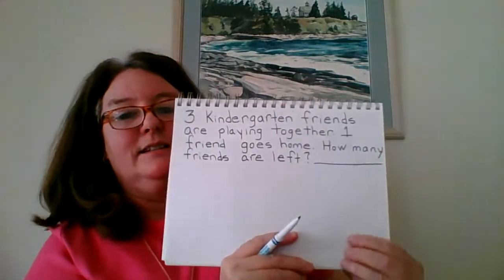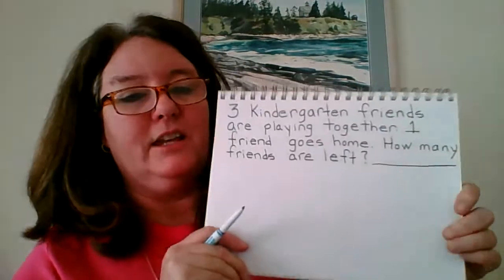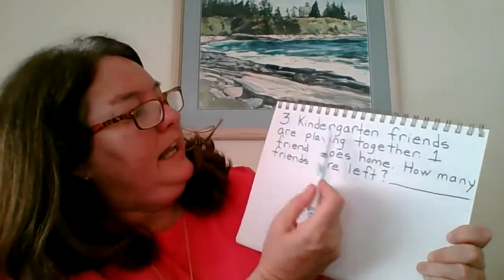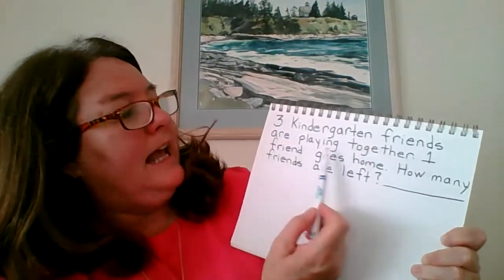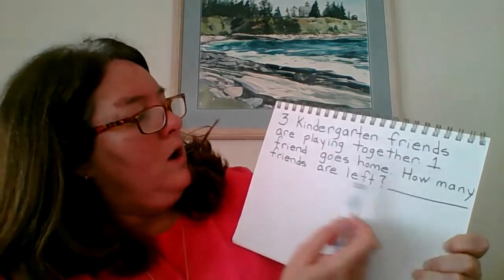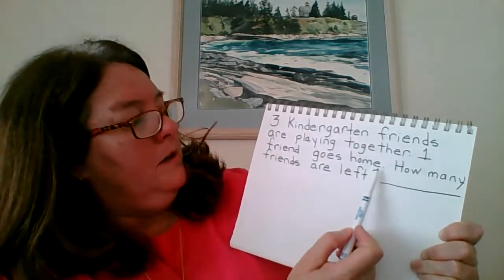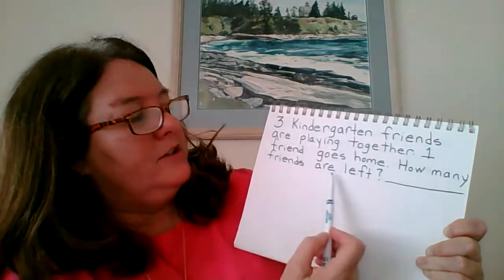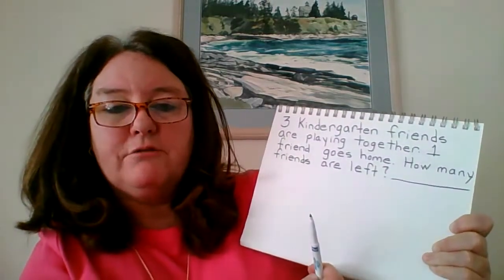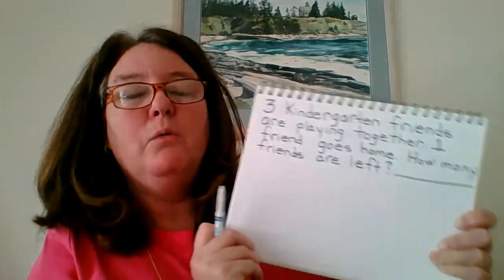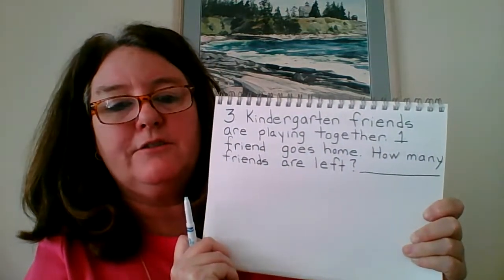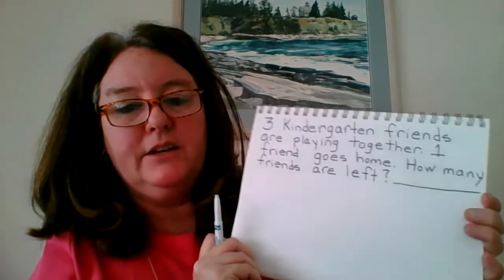This one is about kindergartners because we are all kindergartners. 3 kindergarten friends are playing together. 1 friend goes home. How many friends are left? So 3 friends are playing. Well, this story is about kindergarten friends, so I need to draw 3 kindergarten children. I'm not a very good drawer, but I'll do my best. You go ahead too and draw 3 children that are playing.